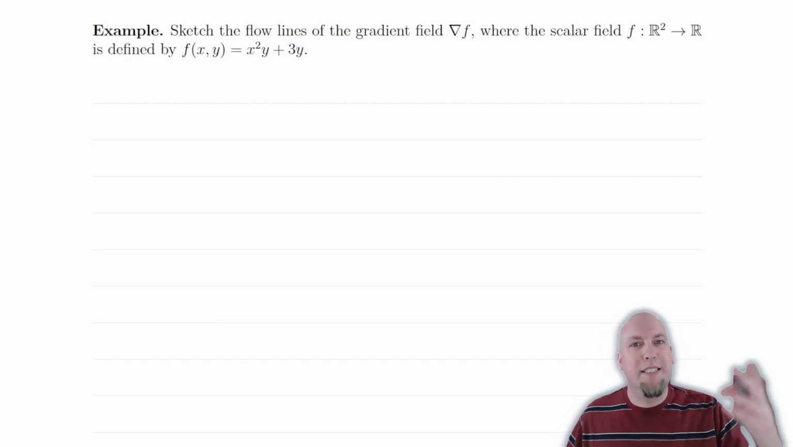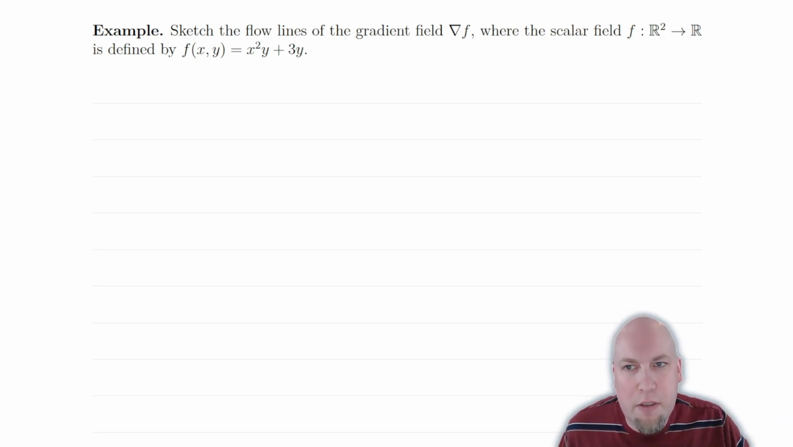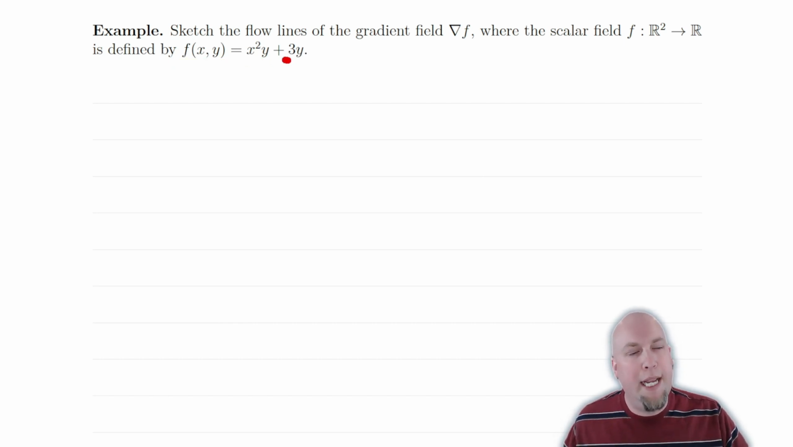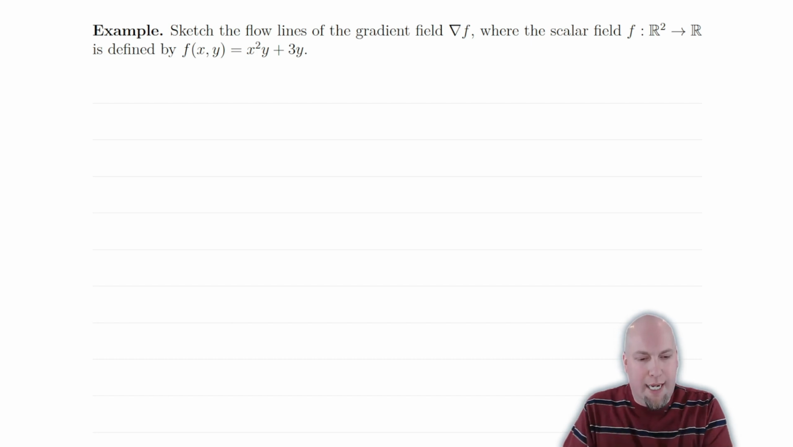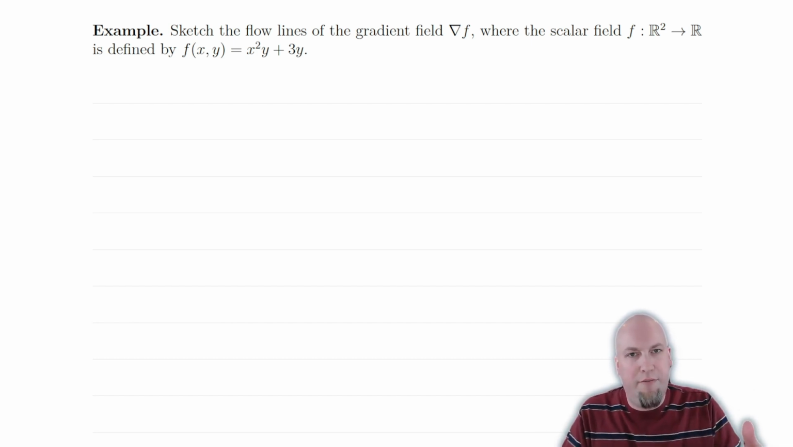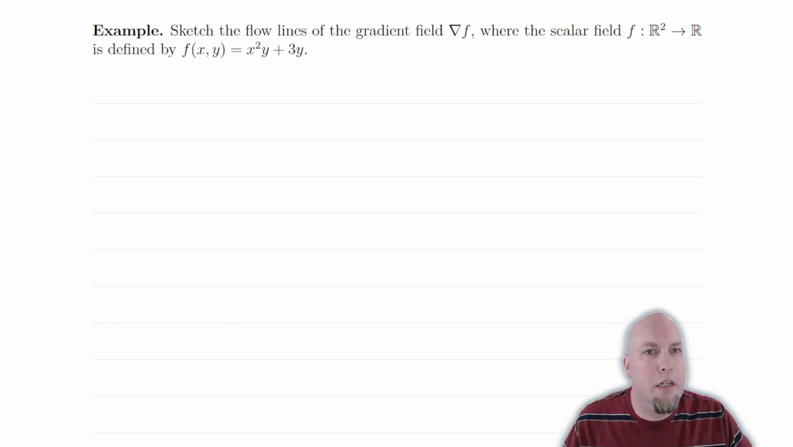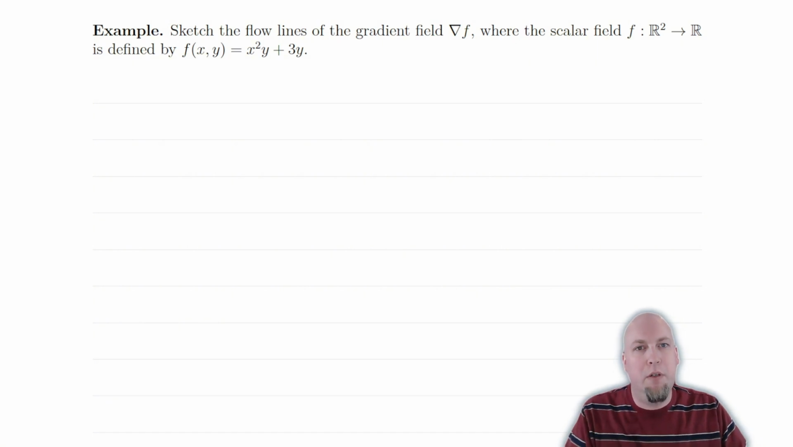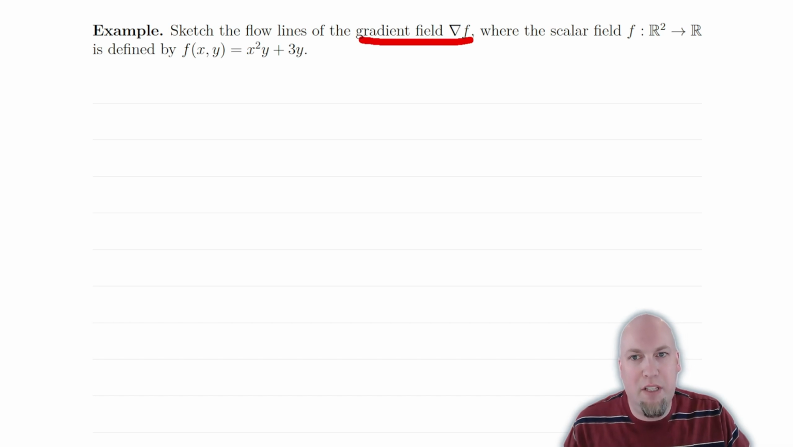Let's talk about this example here. This is a scalar field that we've seen a couple times previously: f of x, y equals x squared y plus 3y. And remember from last video, to every scalar field there's an associated vector field, which you can get just by taking the gradient of it. So we're going to be talking about what are the flow lines of this gradient field, the vector field that's the gradient of this function.